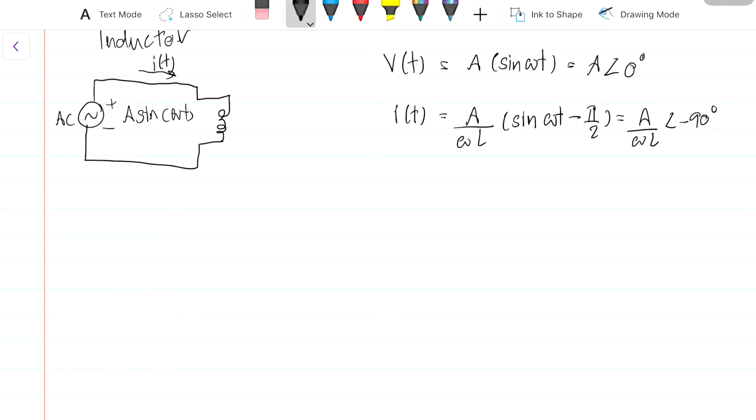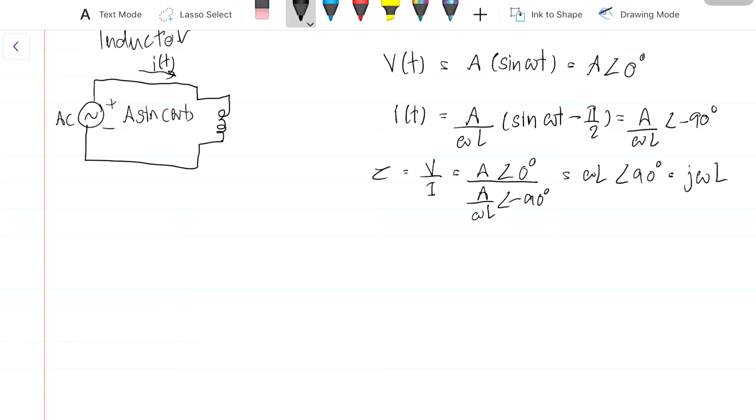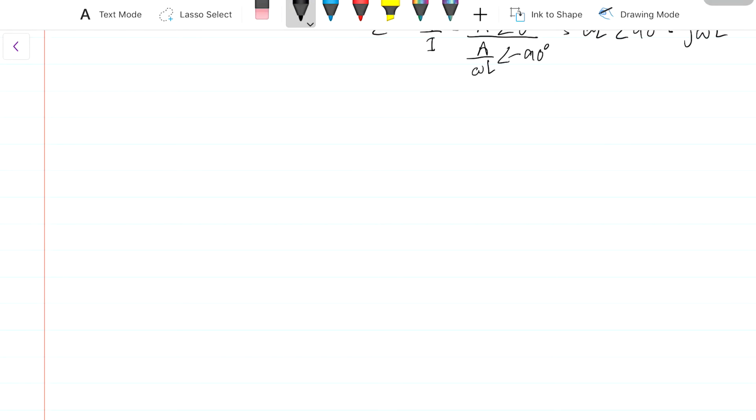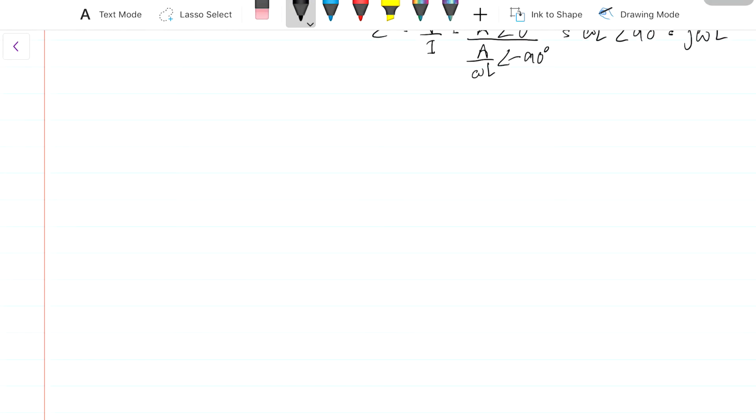And then we get the impedance of the inductor is A with the angle 0 degrees over A over omega L with the angle minus 90 degrees, equal omega L with the angle 90 degrees, or equal j omega L. So that is the impedance of the inductor.